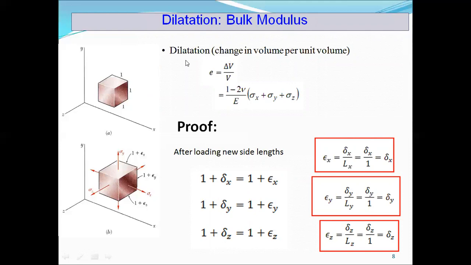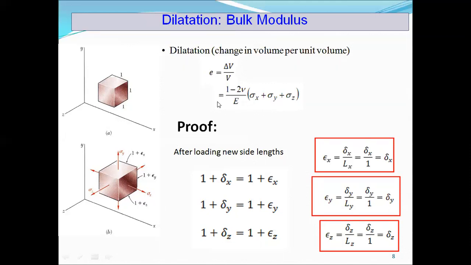Dilatation is defined as the change in volume per unit volume. When we subject the material to loading, we know that the material's dimensions change, so the volume of the material is changing. Here we define the terminology dilatation, which is denoted by the letter small e, and it is the change in volume per unit volume. This is the original volume. And dilatation is equal to (1 minus 2 mu) by E times (sigma x plus sigma y plus sigma z).